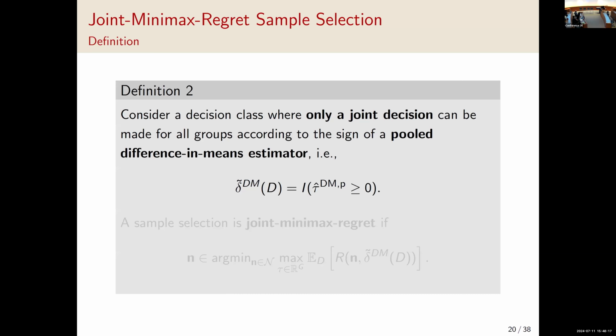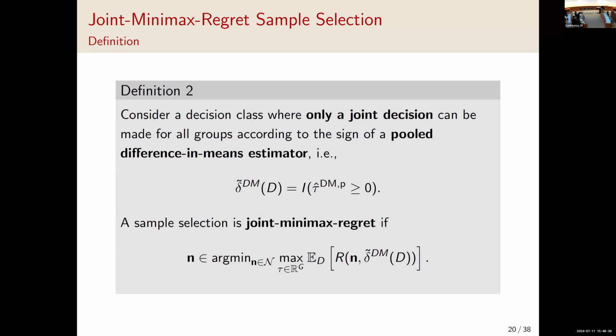The first variant we consider is a joint Minimax-Regret sample selection. This is the case where we restrict the decision space to be a decision class. Only a joint decision can be made for all groups, according to the sign of a pooled difference in means estimator. This is to say that we just take the entire sample and calculate the difference in means, and then we assign treatment to everyone in the population if it's greater than 0. And we say a sample selection is joint Minimax-Regret if the sample selection minimizes the maximum expected regret subject to this class of decision rules.